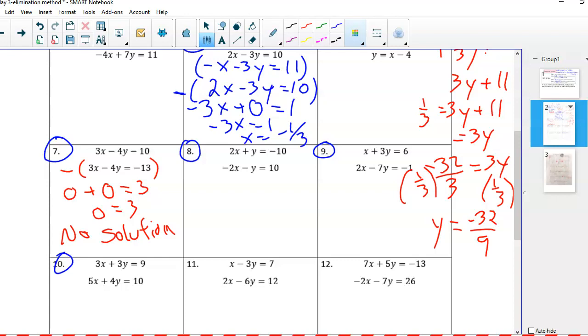For number 8, do we have variables with the same coefficient? Yes. Which one? Y. So they're not the exact same, but they do have the same number, even though one's positive, one's negative. That's okay. Doesn't really matter which one we do because they both have that. So let's say we want to look at our x's. How would we eliminate our x's? We could add them.